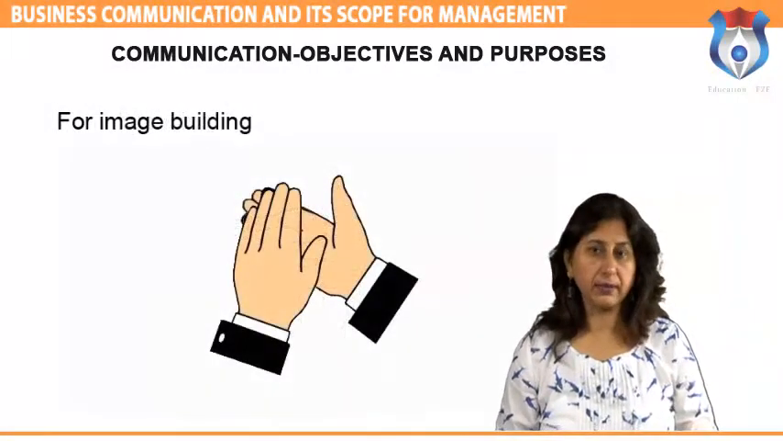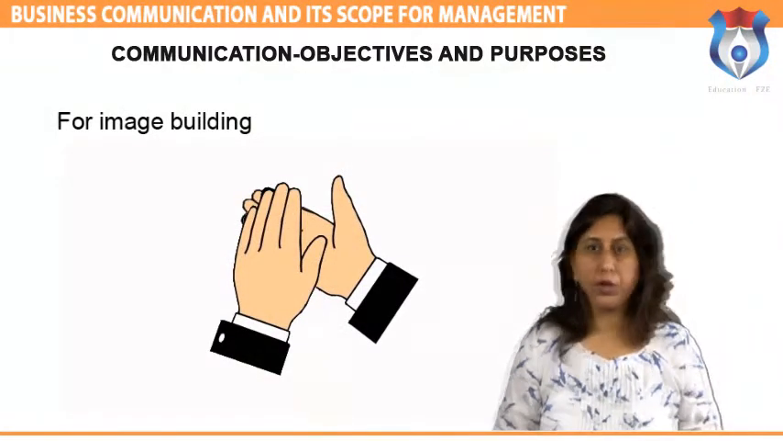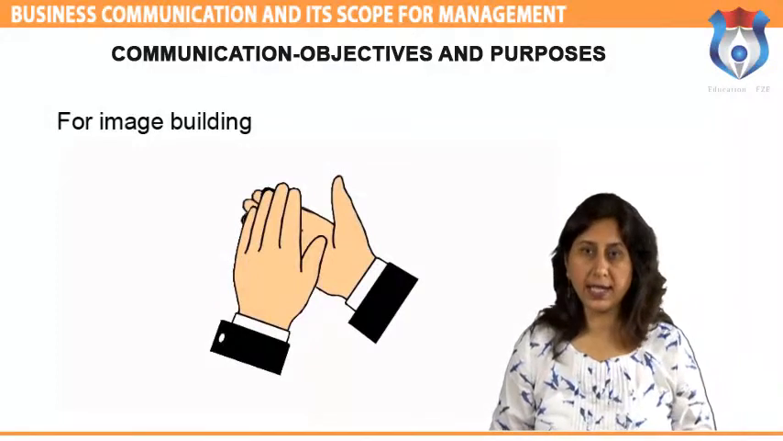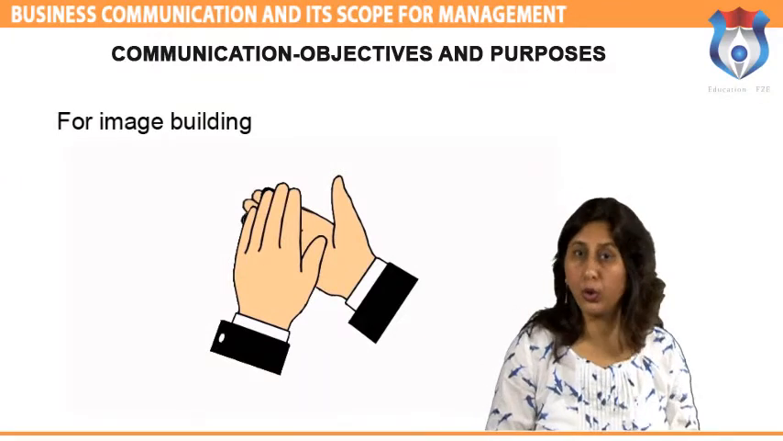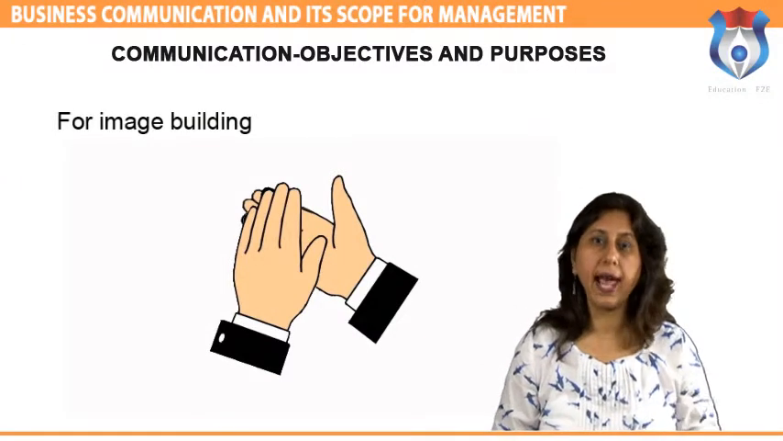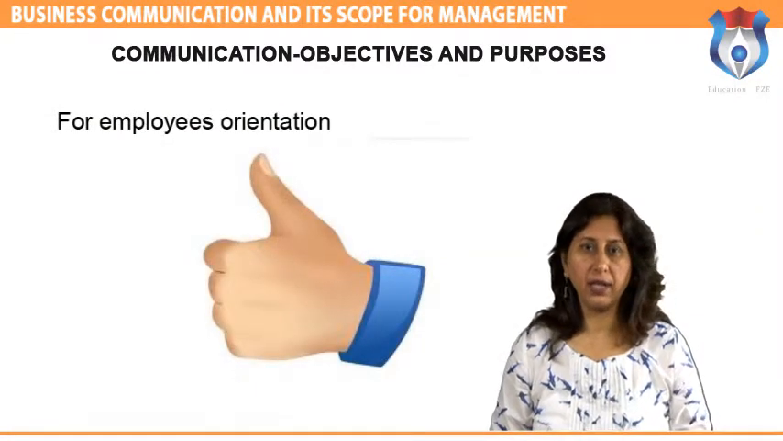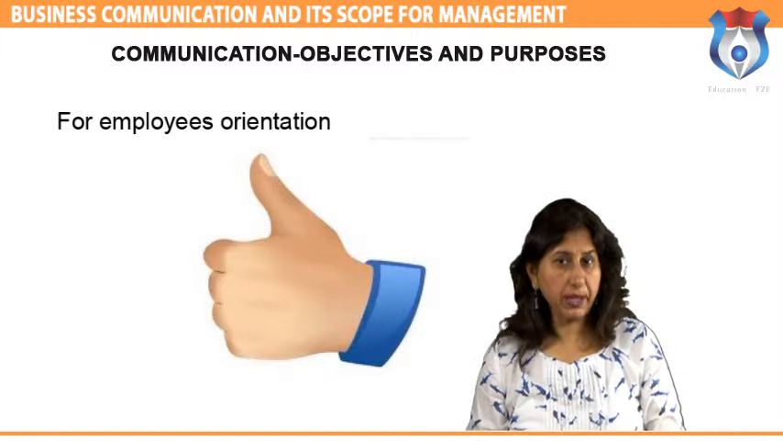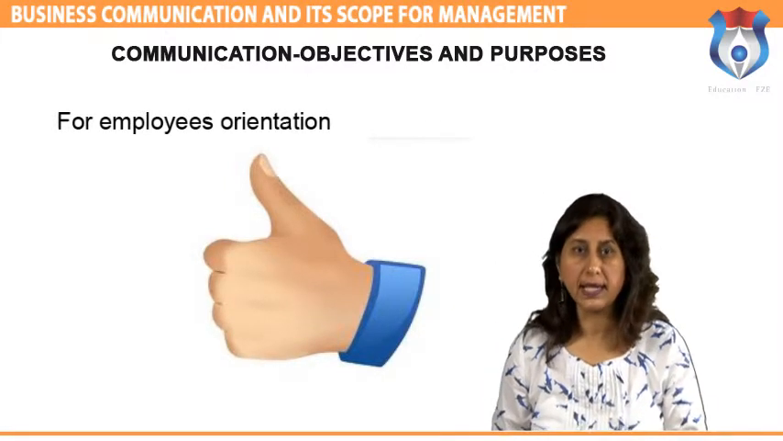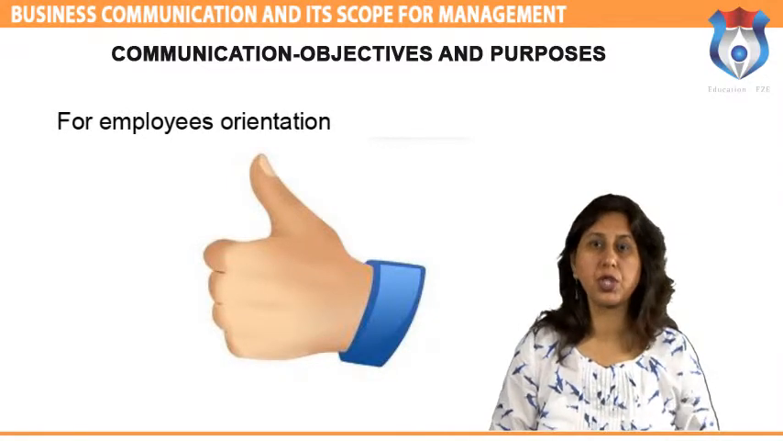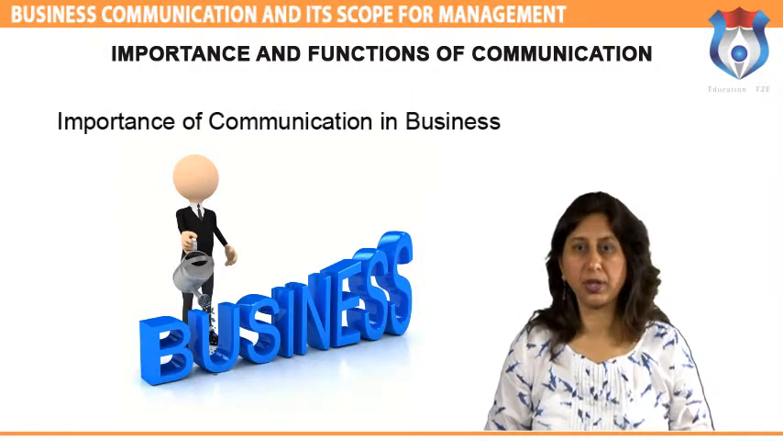For image building. Goodwill and confidence are necessarily created among the public. Through an effective external communication system, an enterprise has to inform the society about its goals, activities, progress, and social responsibility. For employees' orientation, communication helps to make people acquainted with the co-employees, superiors, and with the policies, objectives, rules, and regulations of the organization. Importance and functions of communication.